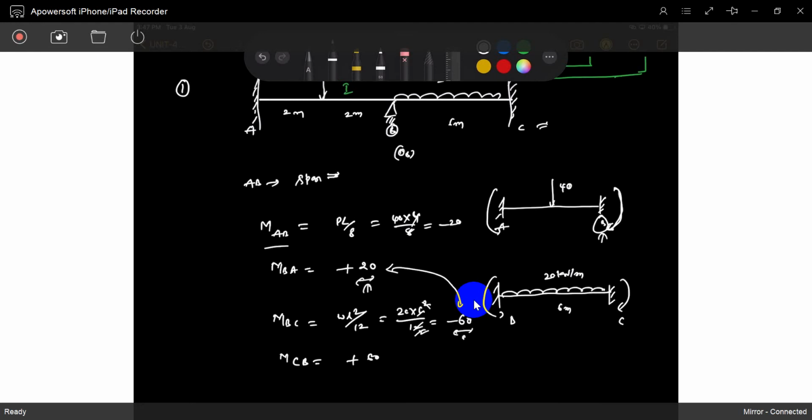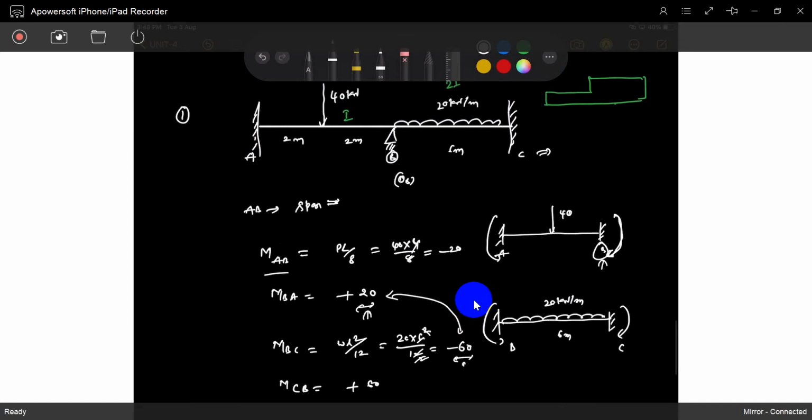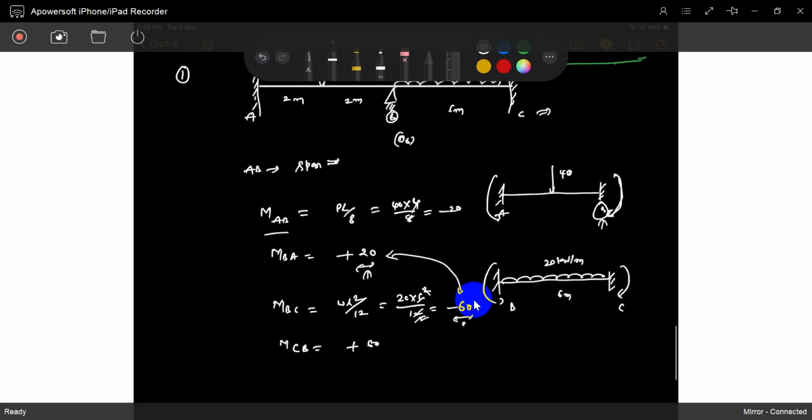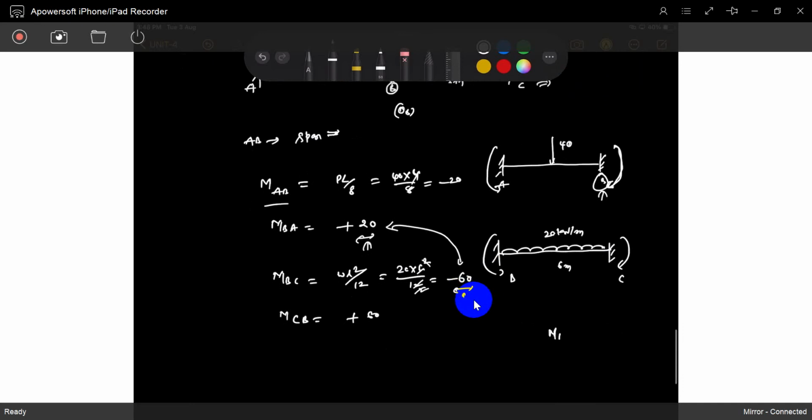It's a continuous beam. It's just taken as different. B is fixed, but in reality it's not fixed. In reality it experiences some slope. How much is it? We will see it; later you will find out MBA and MBC. Both will be equal, you will experience it.